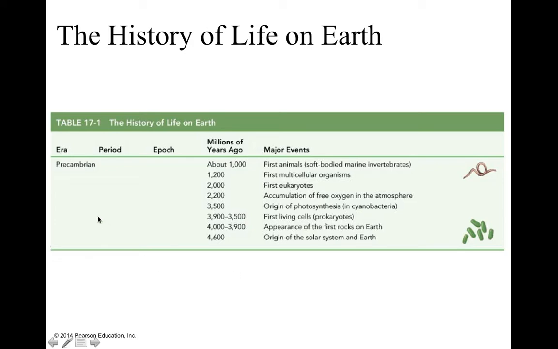So this is where we were just talking about the Precambrian era. This is the very beginning of when life first started developing, first developing animals like soft-bodied marine invertebrates that were going to be found in shallow seas and the oceans. Eventually, we're going to get to multicellular organisms, which turn into eukaryotes. Again, millions of years ago, and I'm never going to ask you time frames. I just want to give you the relative order of what's happening here.